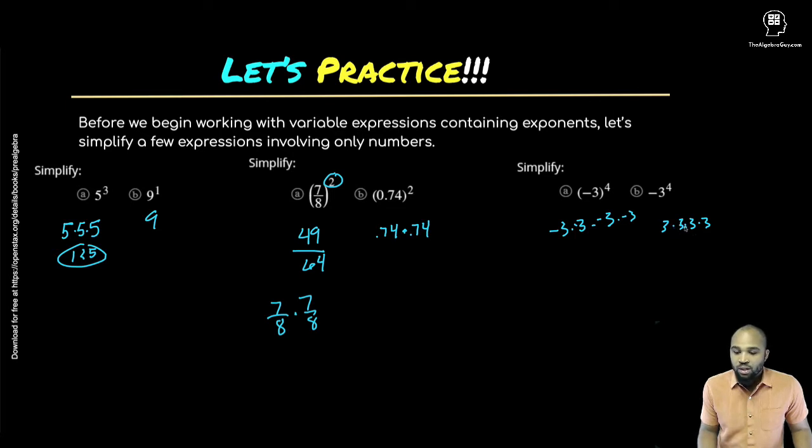3 times 3 is 9, 27, 81. You're going to get 81, and then you're going to multiply the negative on the end because it's not included in the parentheses. In this one, we have to take the whole entity, which is negative 3, negative 3, negative 3, negative 3. And here we put it on the end.